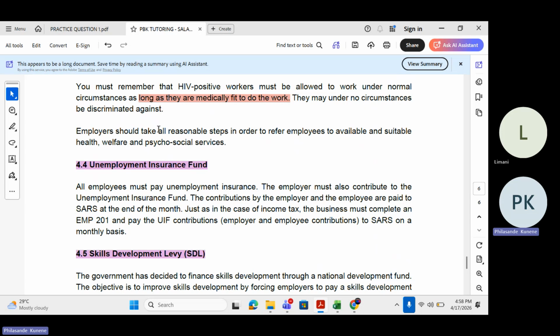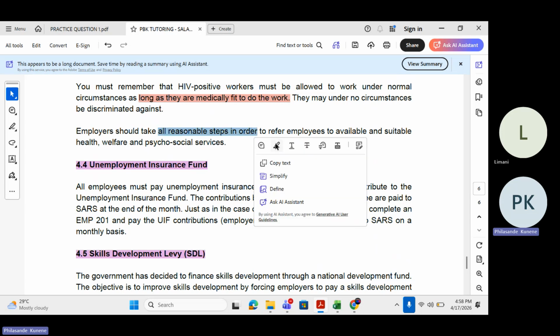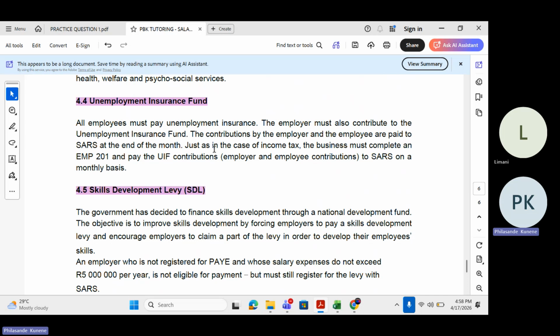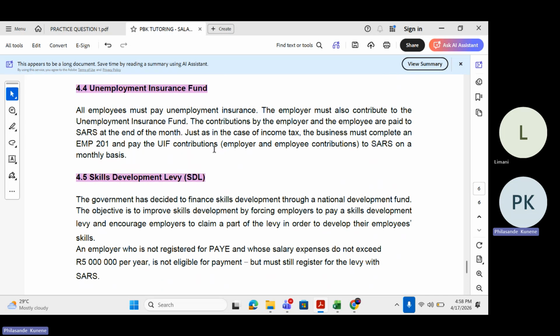Employers should take all reasonable steps in order to refer employees to available and suitable health, welfare, and psychosocial services. But those things, they're not doing it. Like when you're an employee, you're working for someone, you must make sure that you take care of yourself as an employee, because most employers, they don't care about their employees. That's something you need to know.